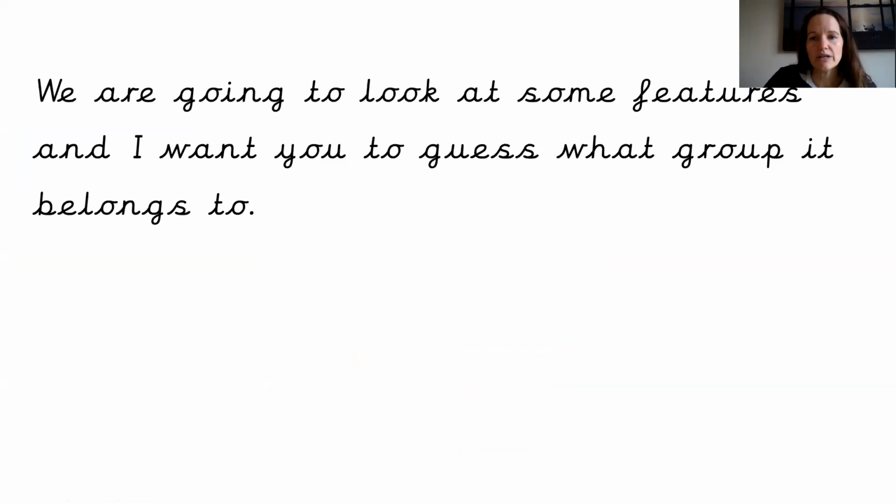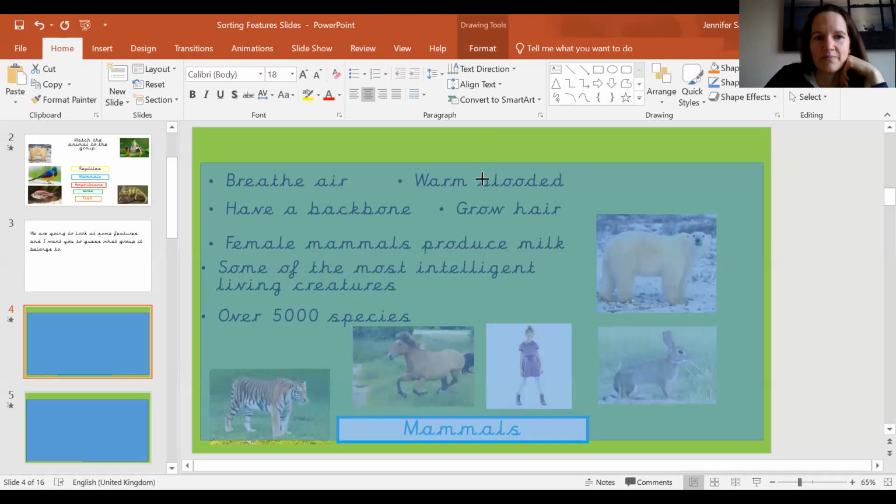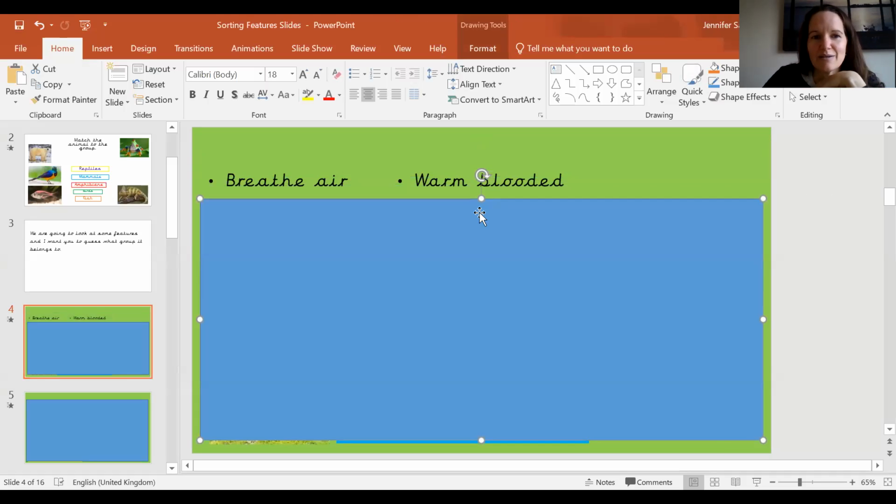So we are going to be going over some of the features, and I am going to be revealing each feature, and I want you to try and guess what group it belongs to. So here we have, if I start to reveal, it breathes air and it is warm blood. Breathes air and warm-blooded. Let's see.